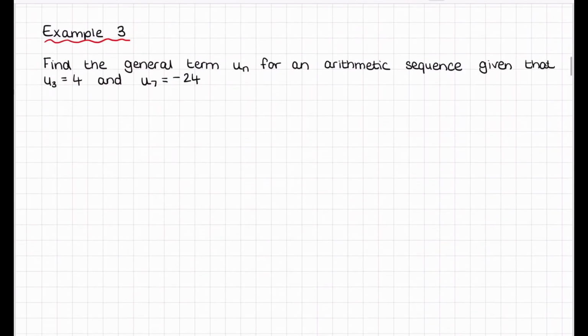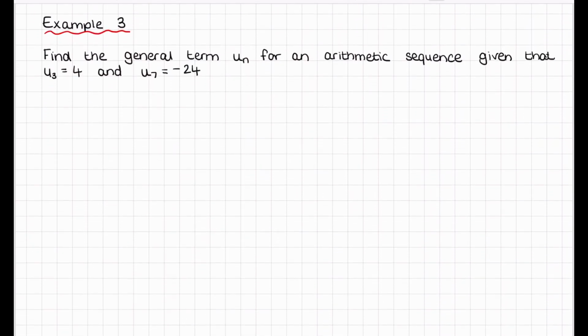And our final example, find the general term un for an arithmetic sequence given that u3 equals 4 and u7 equals negative 24. So this time we're not given u1, we're not given d, but we're just given two of the terms, so we have to use that, and we'll end up using simultaneous equations. So if we know that u3 equals 4, we can put 4 into a u3 equation. So remember, u3 will also equal u1 plus 3 minus 1 multiplied by d. And if u3 equals 4, we know that this will be 4 equals u1 plus 2d.